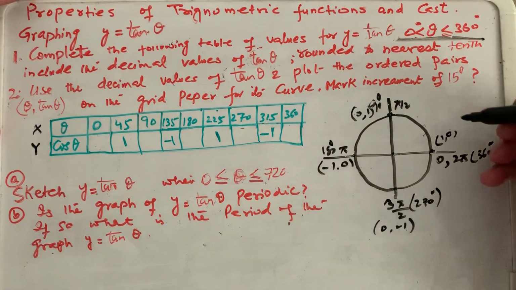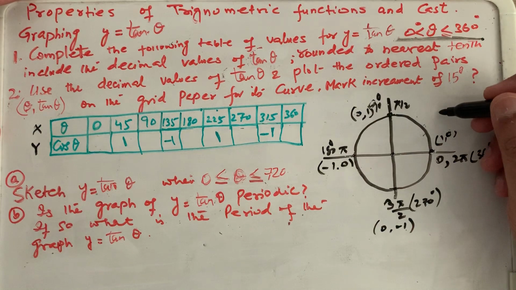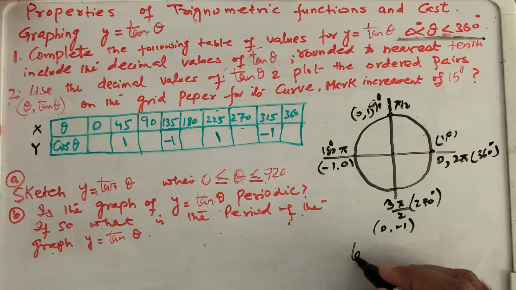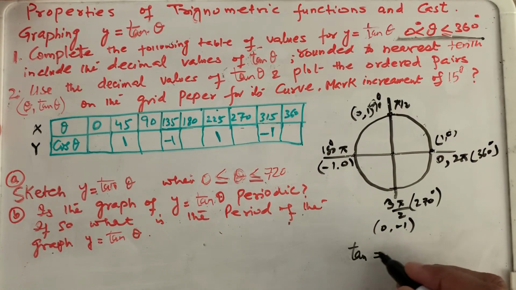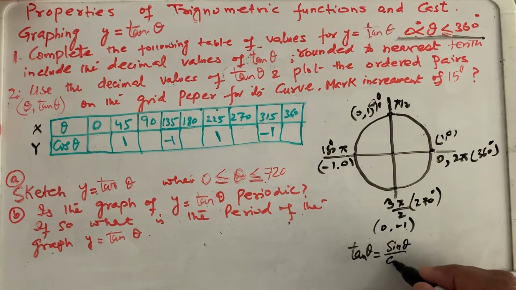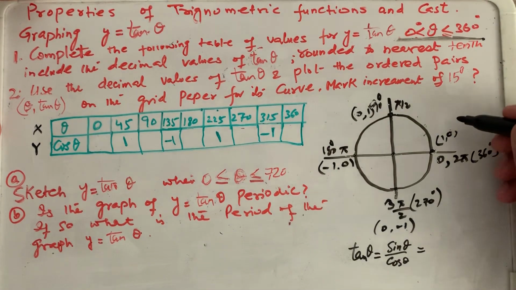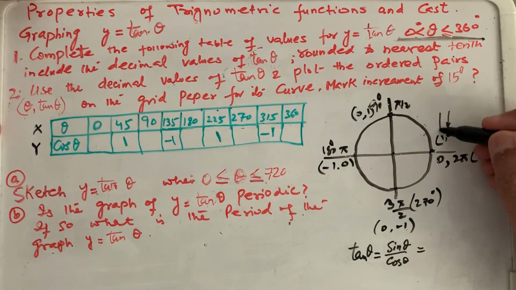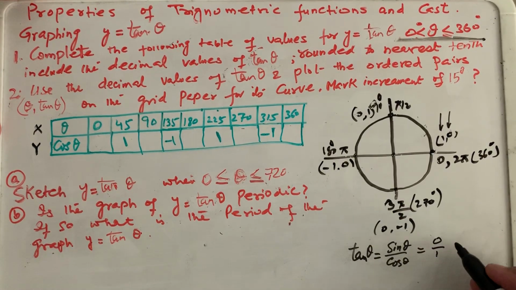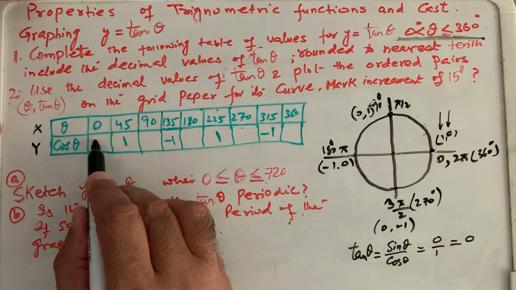Now we learned that for sine theta we take the y coordinate, and for cos theta we take the x coordinate. For tangent theta we have to divide these two values, sine theta over cos theta, right? That gives us the tangent value. So if we divide the sine value by the cos value, we get the tangent. So 0 divided by 1 is 0. So tangent 0 is 0. So I will put 0 here.